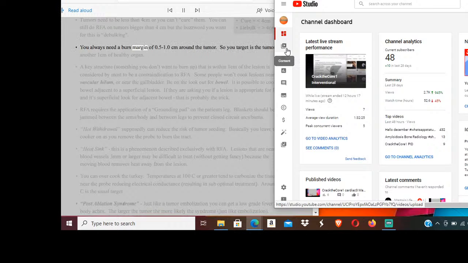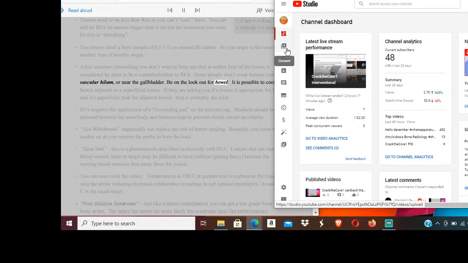You always need a burn margin of 0.5 to 1.0 centimeters around the tumor. So your target is the tumor and another centimeter of healthy organ. A key structure, something you don't want to burn up, that is within 1 centimeter of the lesion, is considered by most to be a contraindication to RFA. Some people won't cook lesions near the vascular hilum or near the gallbladder.